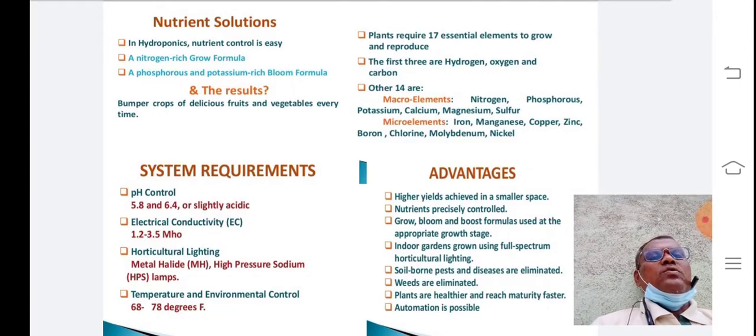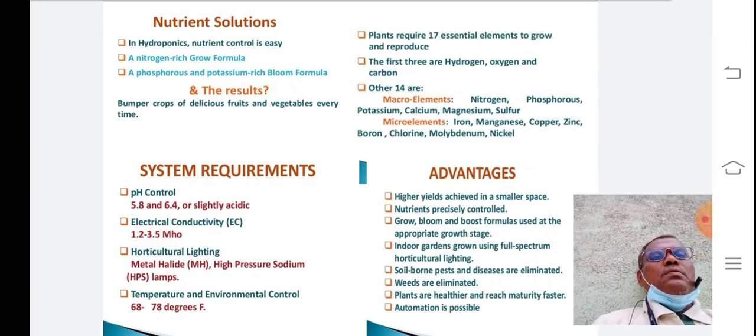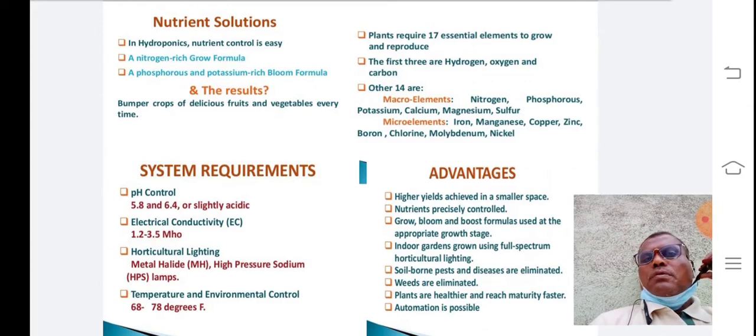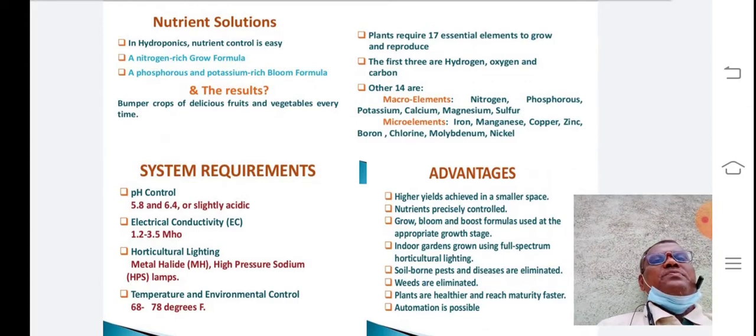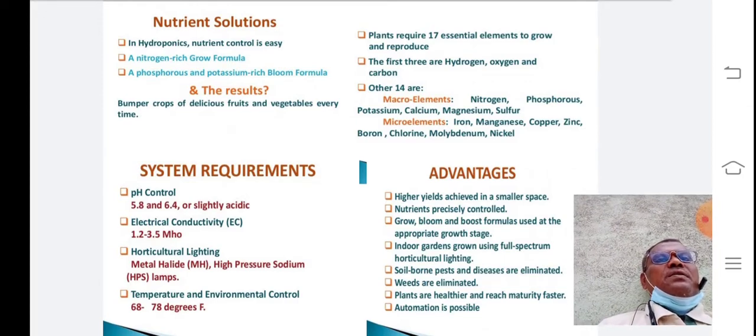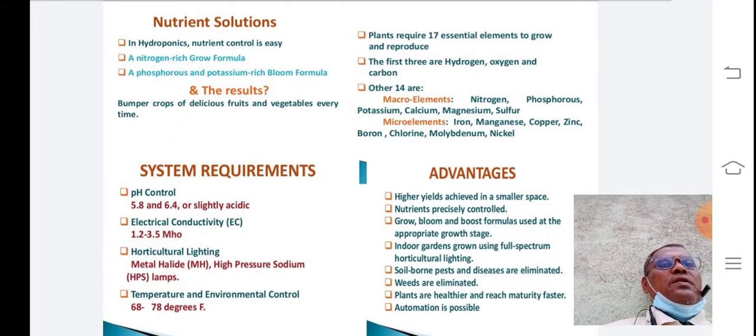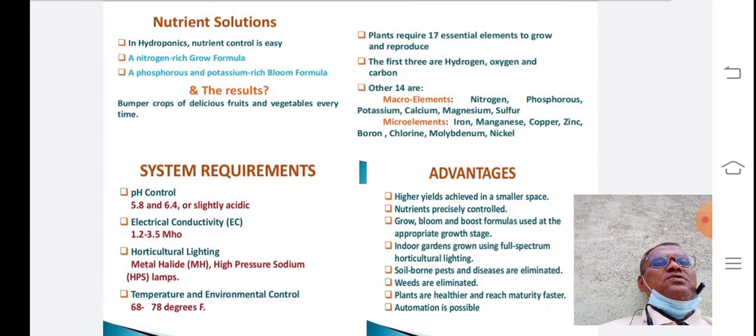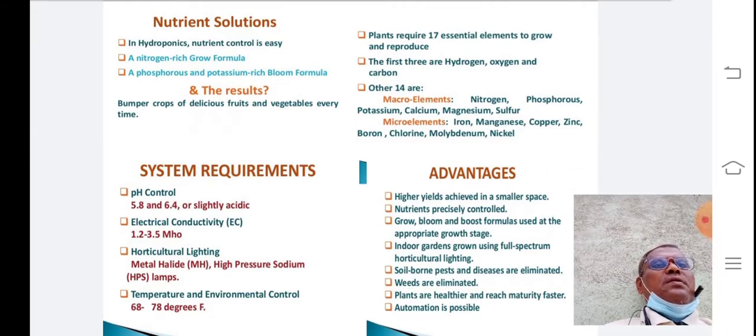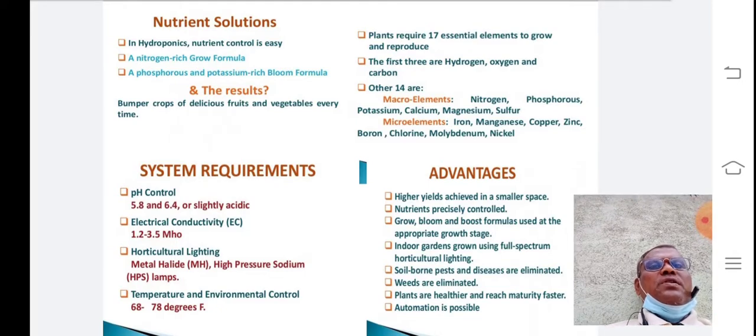NPK: nitrogen, phosphorus and potassium, right? So NPK is there. Then there are 3: hydrogen, oxygen and carbon. Macronutrients considered: nitrogen, phosphorus, potassium, calcium, magnesium, sulfur. Micronutrients: iron, manganese, copper, zinc, boron, chlorine and molybdenum with nickel.